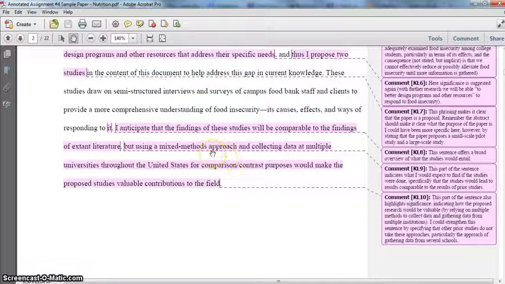And then again, I'm highlighting significance or the value because I'm explaining that I anticipate that my approach is going to make a contribution because studies that are currently out there don't use a mixed methods approach, and then also because I would be proposing to collect data at various universities so that I could compare and contrast them within a single study, that's another way that I would make a contribution.